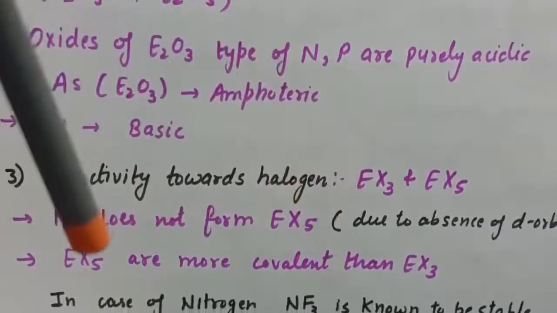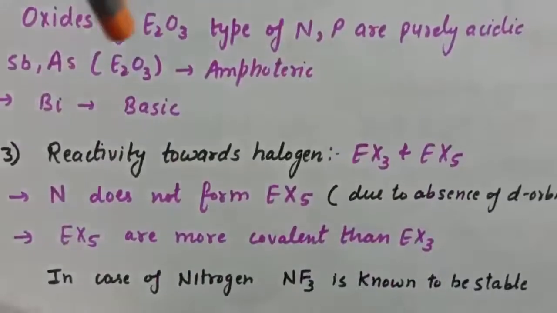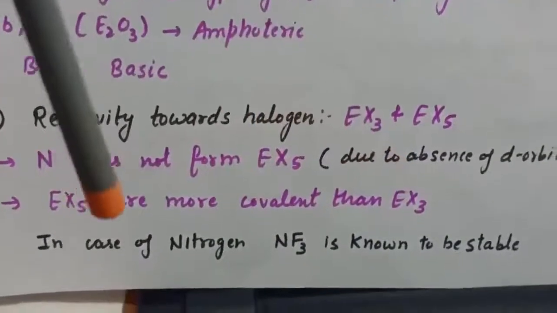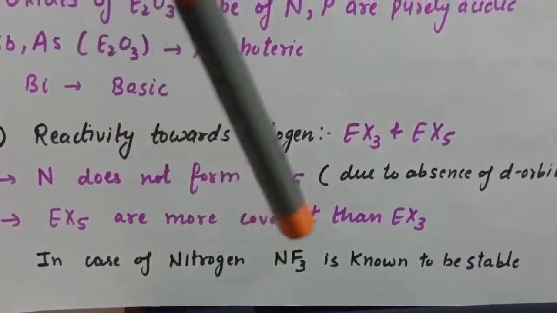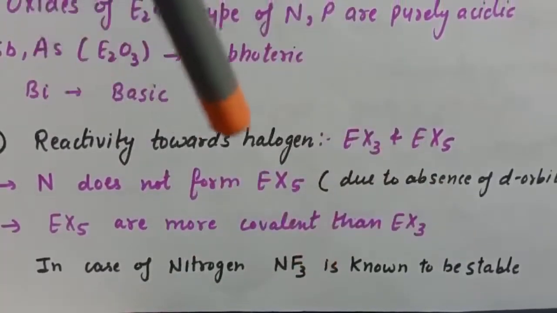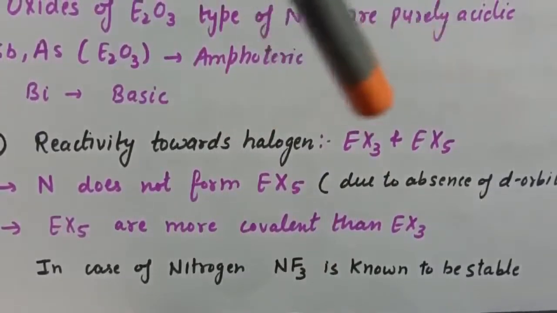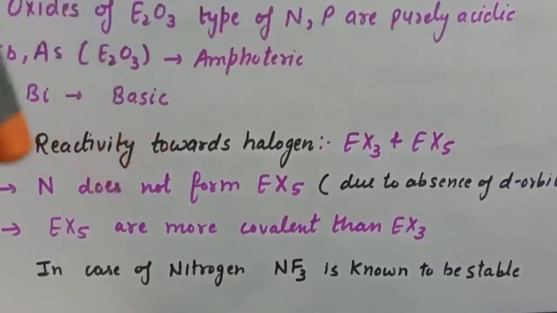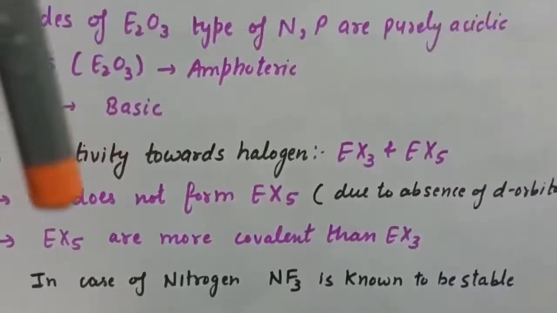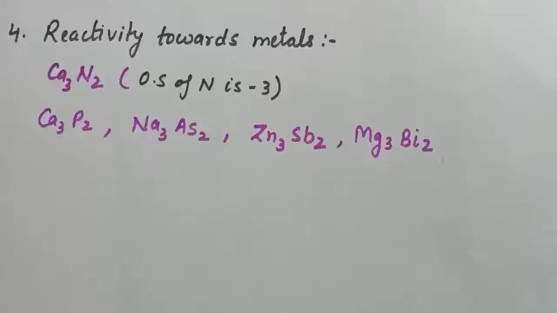EX5 types are more covalent than EX3. That is, pentahalides are more covalent than trihalides. And in case of nitrogen, the only halide NF3 is known to be stable. So group 15 elements form two types of halides, EX3 and EX5, whereas EX5 is not known in case of nitrogen due to the absence of d orbitals, and the covalent character in pentahalides is more as compared to trihalides.